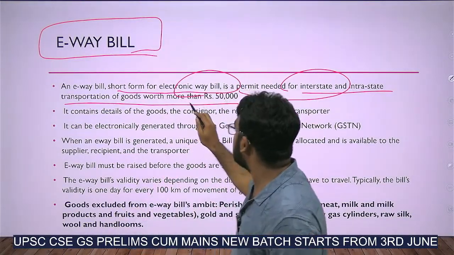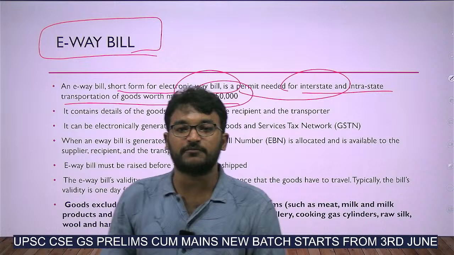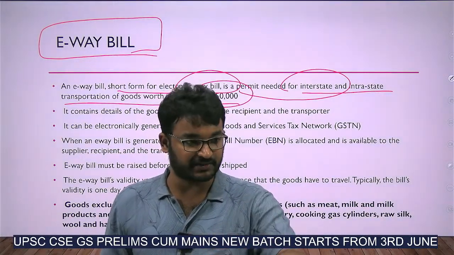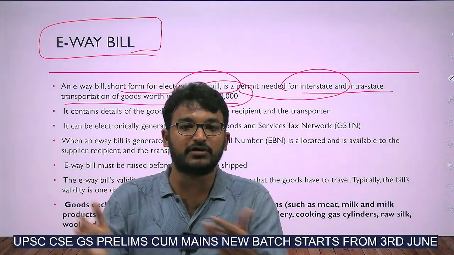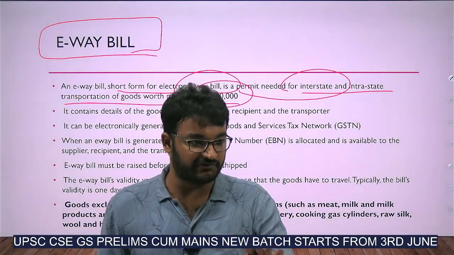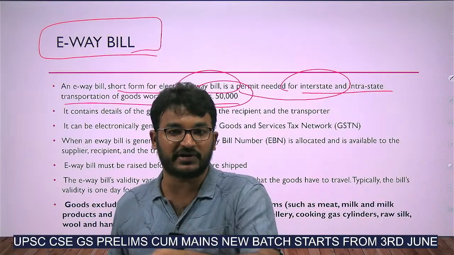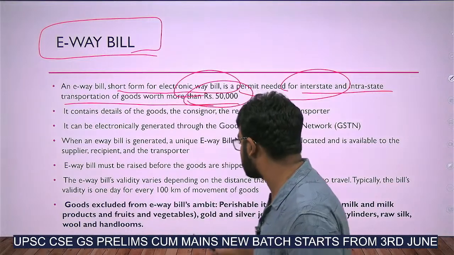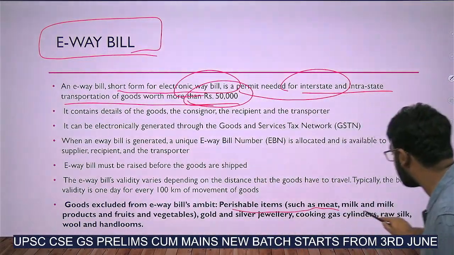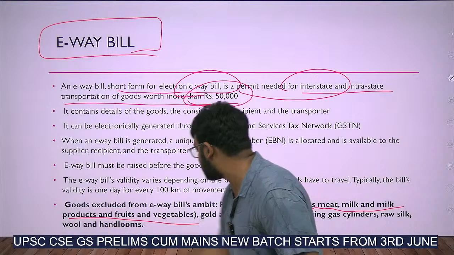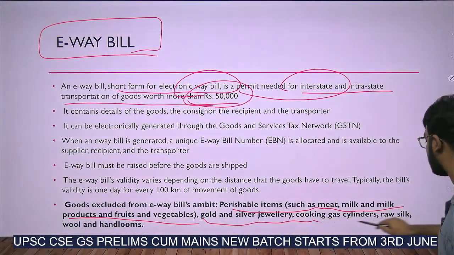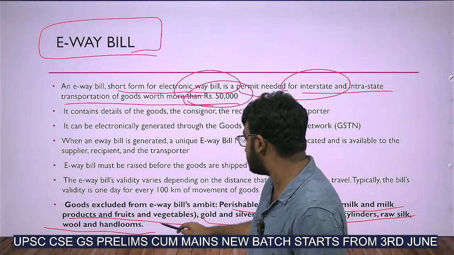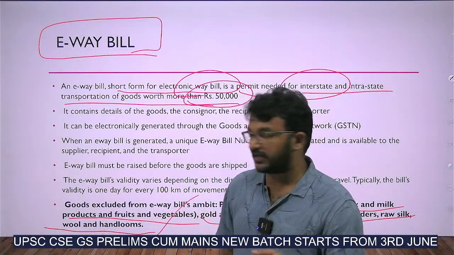Goods worth more than 50,000 must mandatorily have an e-way bill while being transported. Below 10 kilometers there is no requirement of an e-way bill. If transportation is more than 10 kilometers, an e-way bill is mandatory. An e-way bill is not needed in some specific sectors like perishable items, meat, milk and milk products, fruits and vegetables, gold and silver jewelry, cooking gas cylinders, raw silk, wool and handlooms. While transporting these items, an e-way bill is not required.